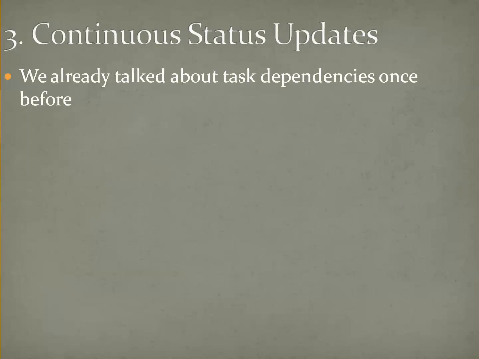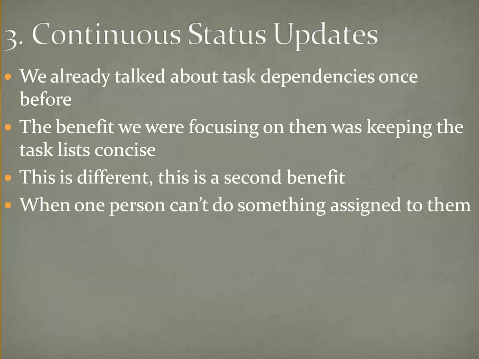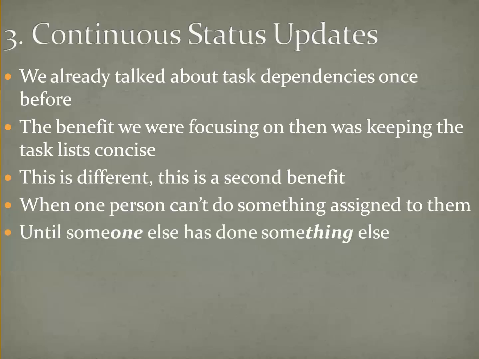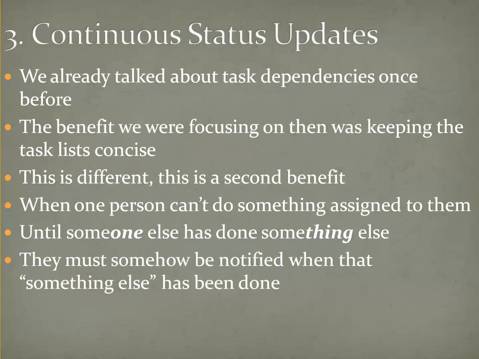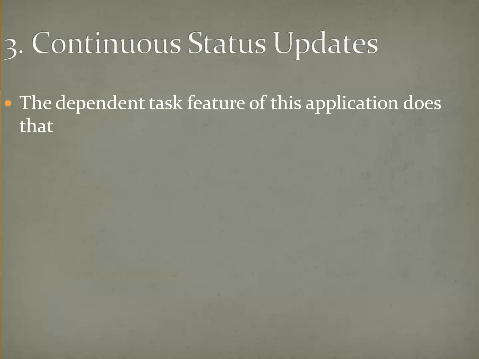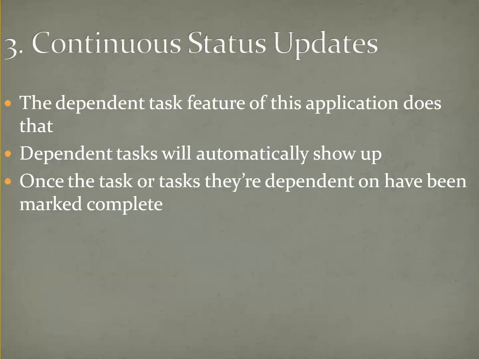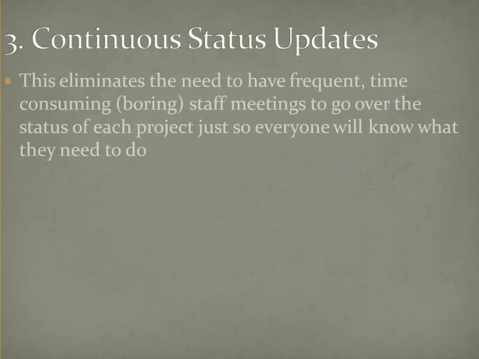So we already talked about task dependencies once before, but the benefit we were focusing on then was keeping the task list concise, which is important, but this is different. This is a second benefit. When one person can't do something that's assigned to them until someone else has done something else, then that person must somehow be notified when that something else has been done, so they'll know that they can go ahead and do what they need to do. So the dependent task feature of this application does that. Dependent tasks will automatically show up once the task or tasks they're dependent on have been marked complete.